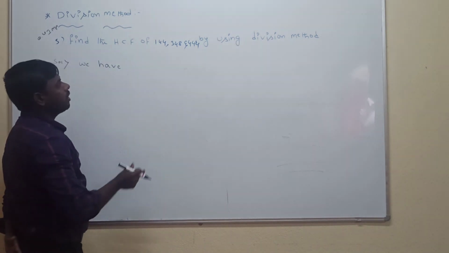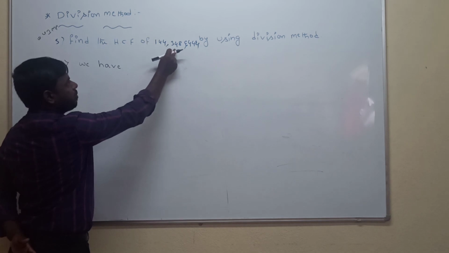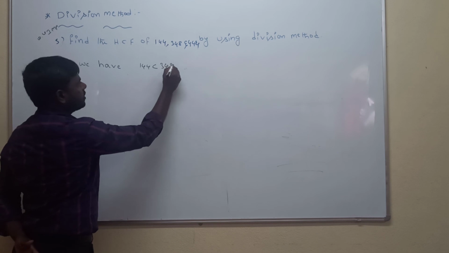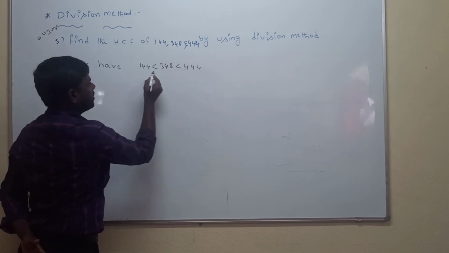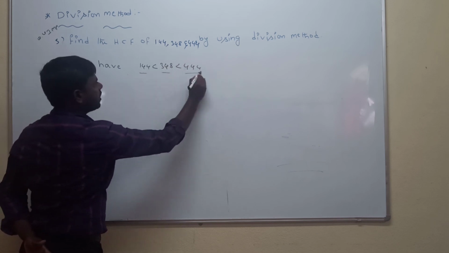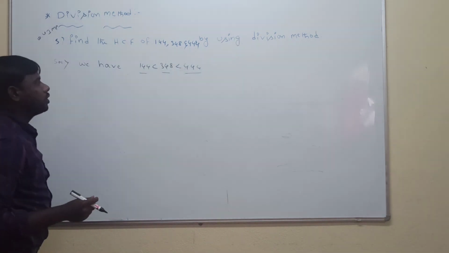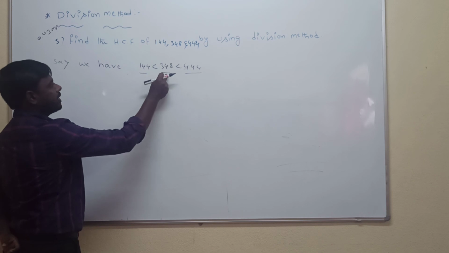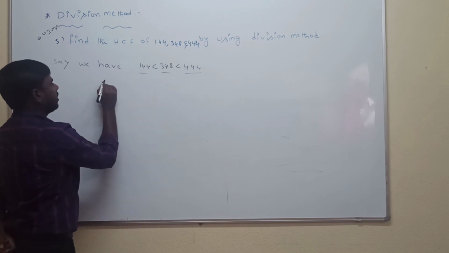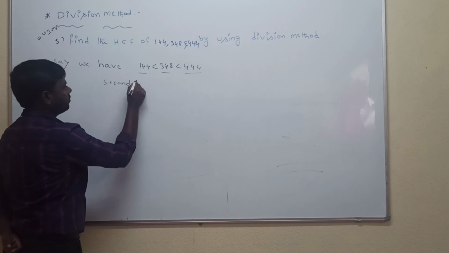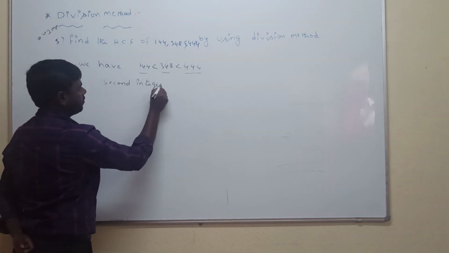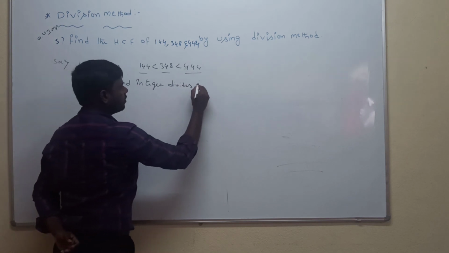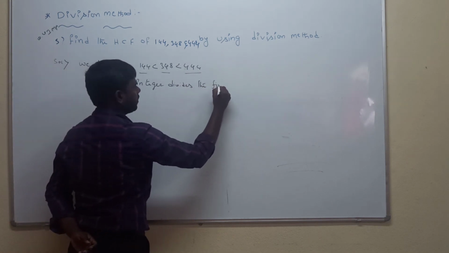Here also three numbers are given. First of all, we divide the second integer by the first integer. 144 is less than 348 is less than 444. This is the first integer, this is the second integer, this is the third integer. So next, divide the second integer by the first integer.